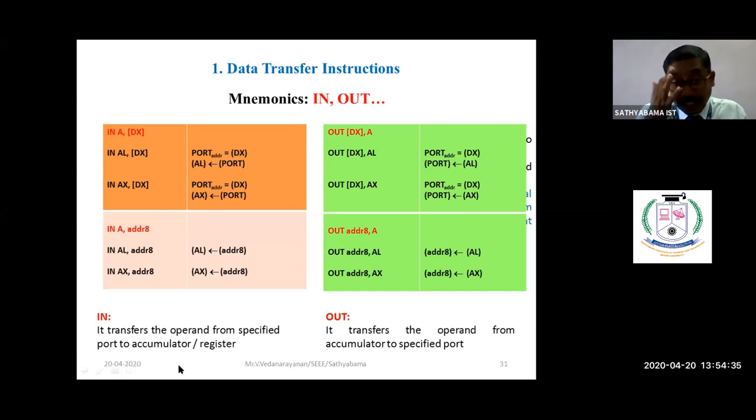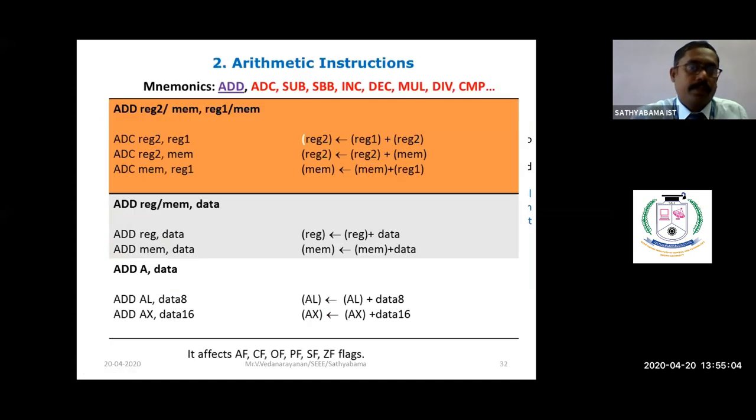If you see the slides, IN is used to transfer the operand from the specified port to the accumulator or to the register. The OUT command is used to transfer the data from the accumulator to the specified port address, for example DX comma AL or DX comma AX. So this is how we use our IN and OUT statements in our 8086 microprocessors.